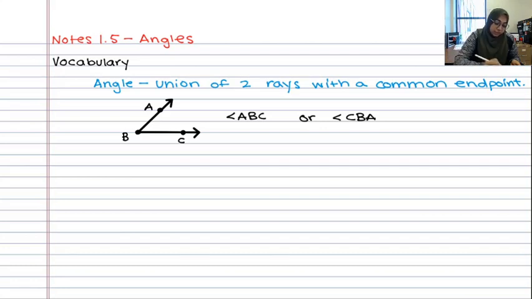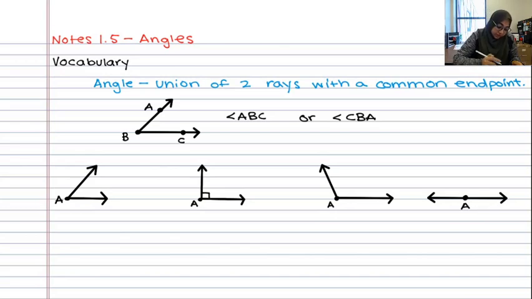Now let's talk about the 4 different types of angles. So I'm going to go ahead and draw them, and then we'll talk about what they are. This first type of angle is called an acute angle. And an acute angle is an angle that has angle measures less than 90 degrees, but greater than 0 degrees. The next type of angle is a right angle. And a right angle is an angle that is exactly equal to 90 degrees.